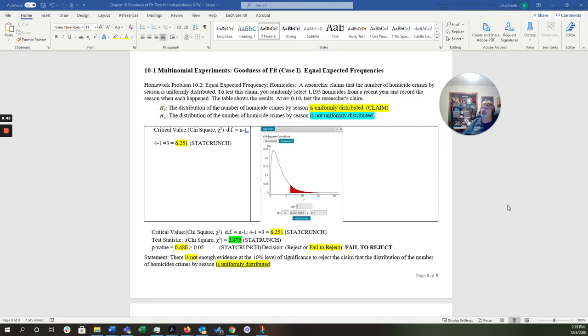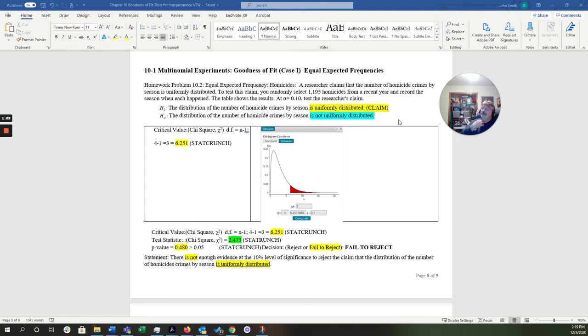So the researcher said that it's uniformly distributed, so the null hypothesis is the distribution of the number of homicide crimes by season is uniformly distributed. And we know this is the claim. And again, you always set the null and alternative hypothesis up this way. The alternative is the distribution of the number of homicide crimes by season is not uniformly distributed. And again, we'll see that's always the case.